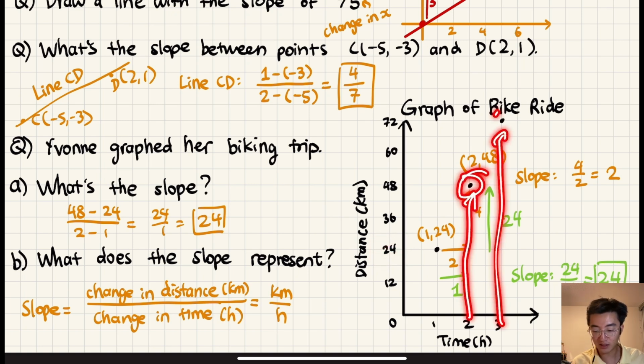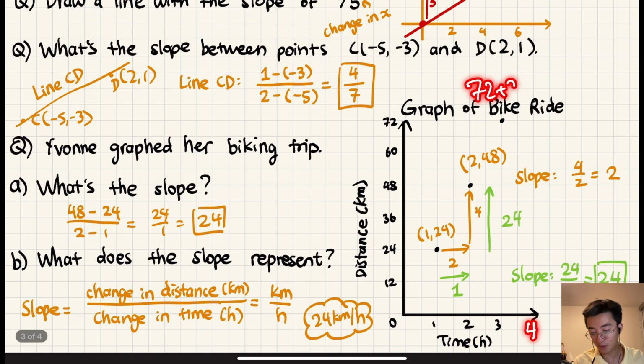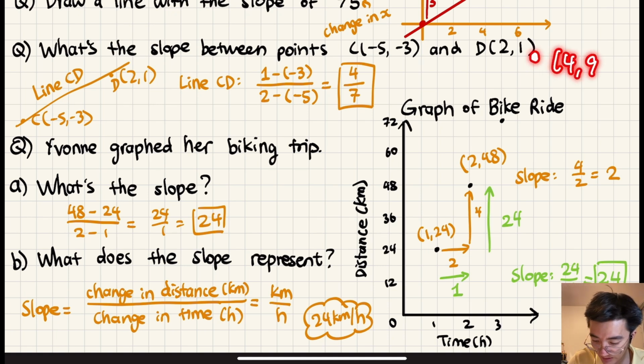After 2 hours, she traveled 48 kilometers, 3 hours, 72 kilometers, right? We notice here that if she's going at 24 kilometers per hour, because that's what the slope is telling us, then by that logic, by hour 4, she will be at 72 plus 24, she will be at 96. It's like here-ish? No, a bit higher. She will be here at (4, 96).